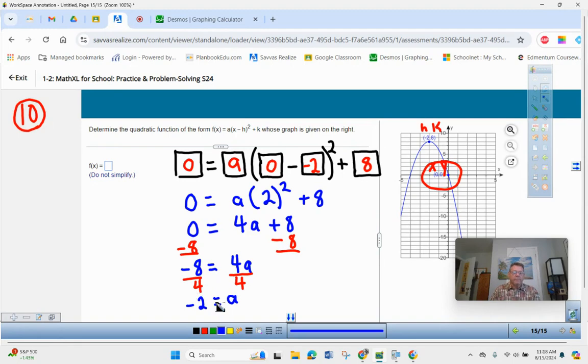So now we're going to start this whole thing over. What we're going to do is take negative 2 and put it right there. And then we're going to take this negative 2 and plug it in for h, just like we did here. So that's going to end up being what? Plus 2 in the process. And then we're going to take this 8, which is k, just like we did here, and plug it there.